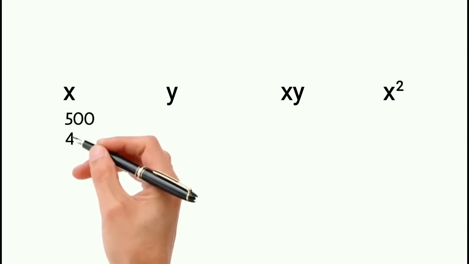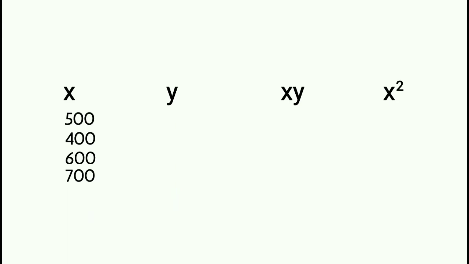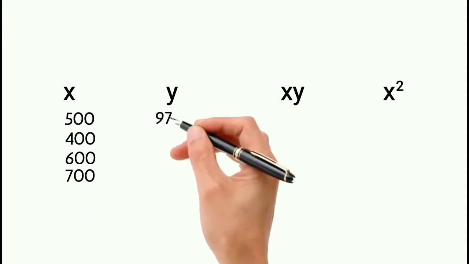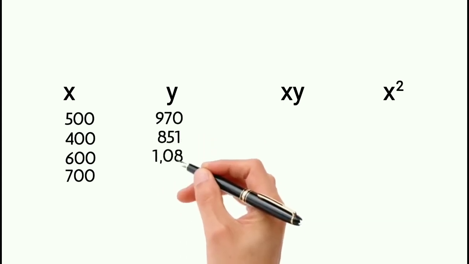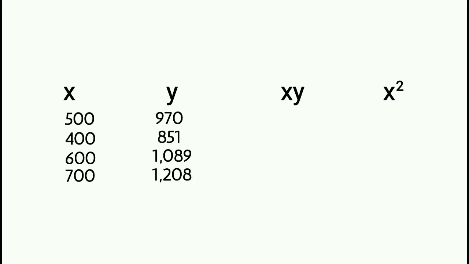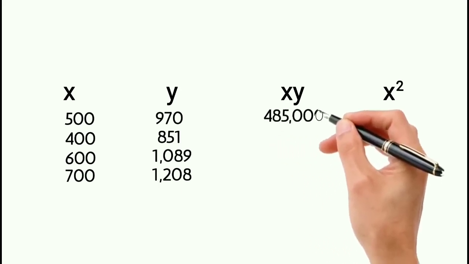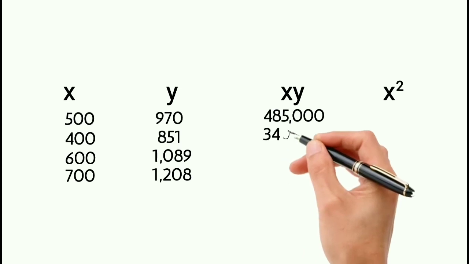Ang machine hours ay 500, 400, 600, and 700. Ang Y ay 970, 851, 1,089, and 1,208. Next, XY, imumultiply natin yung X sa Y. 500 times 970, ilan yan? 485,000 pesos. Next, 400 times 851, that is equal to 340,400.